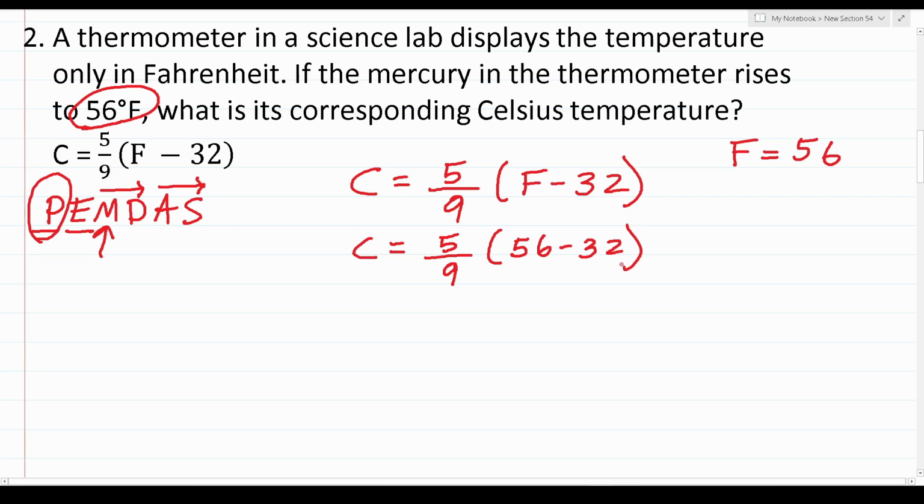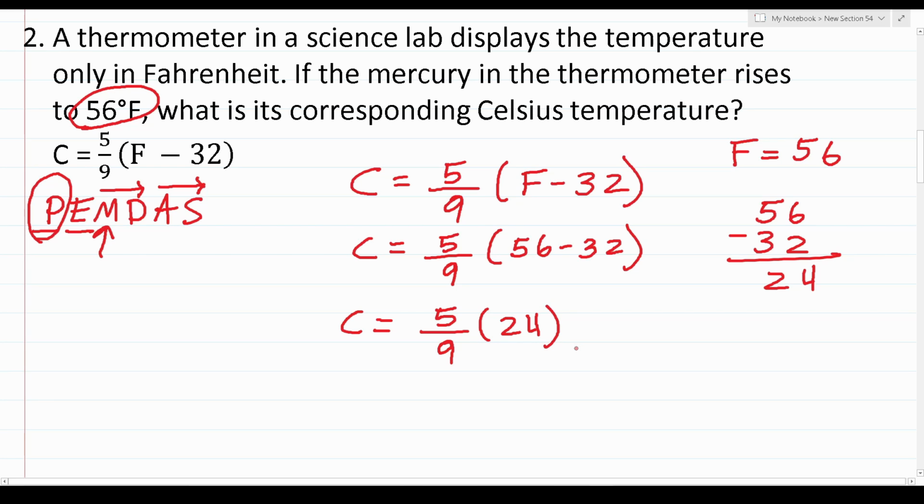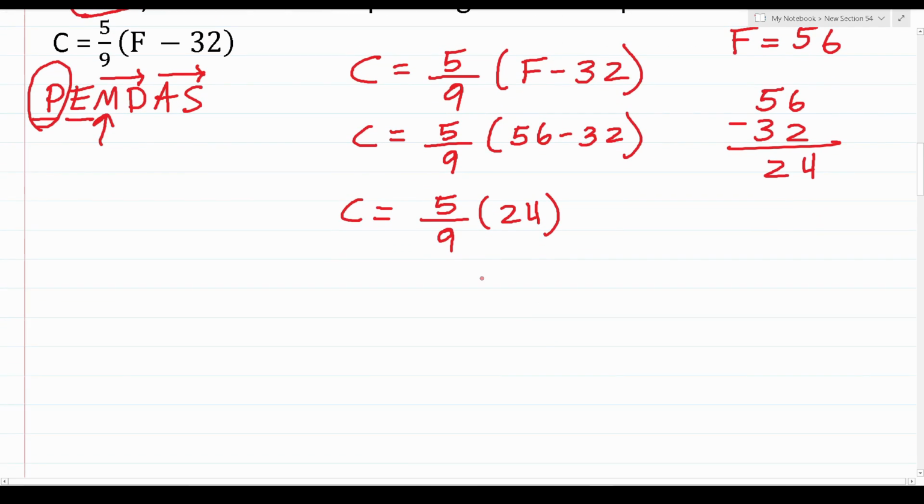So in an effort not to make any simple math mistakes, I like to do simple addition and subtraction off to the side. So I'm going to do 56 minus 32 off to the side like this. 6 minus 2 is 4. 5 minus 3 is 2. So this becomes 5 over 9 times 24. And at this point, we can go ahead and drop those parentheses so it's a little bit clearer as to what's going on in this problem.